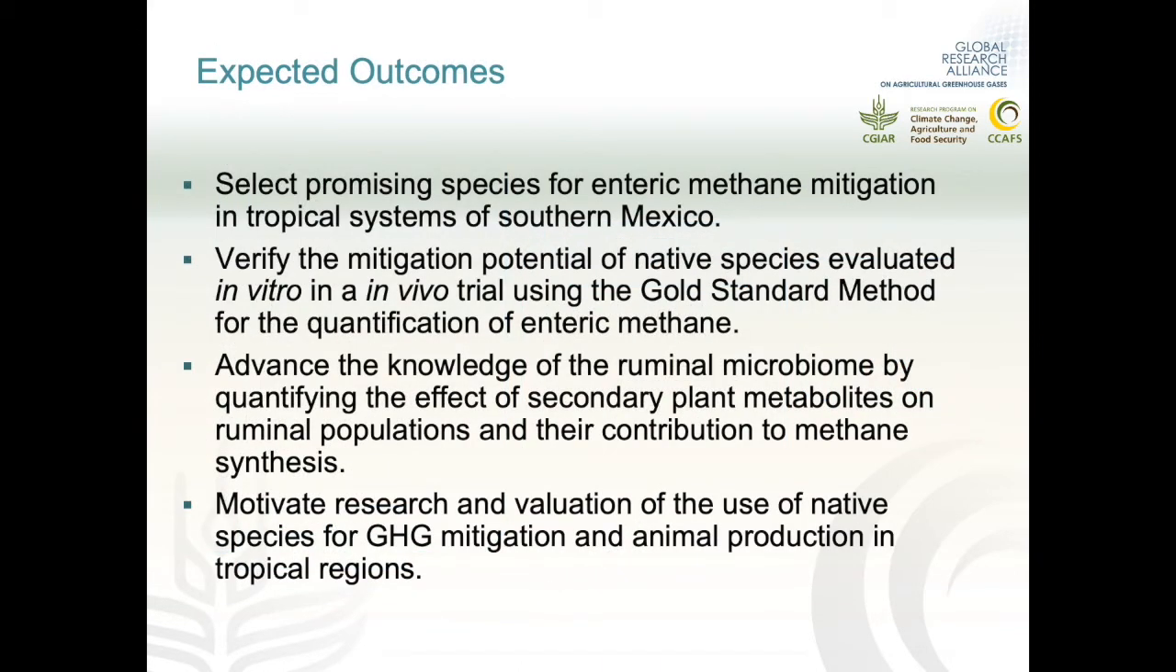The expected outcomes are to select promising species for enteric methane mitigation in tropical systems of southern Mexico, verify the mitigation potential of native species evaluated in vitro in an in vivo trial using the gold standard method for the quantification of enteric methane, advancing the knowledge of the ruminal microbiome by quantifying the effect of secondary plant metabolites on ruminal population and their contribution to methane synthesis. Motivate research and evaluation of the use of native species for greenhouse gas mitigation and animal production in tropical regions.